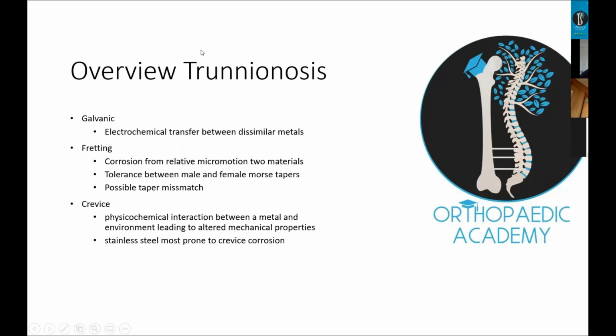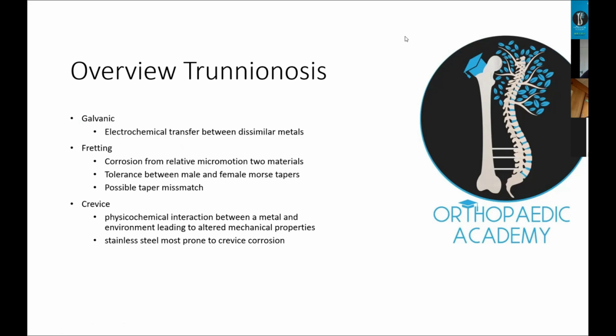So in essence, in this situation, the key thing is talking about trunnionosis. You did mention galvanic, so electrochemical transfer between dissimilar metals. So we try and avoid that. Fretting, so corrosion from relative micromotion between two materials. So tolerance between male and female Morse tapers and possible taper mismatch. Quite right, you mentioned that with regards to ensuring that we have the correct taper template. Crevice, physiochemical interaction between metal and the environment, leading to altered mechanical properties.